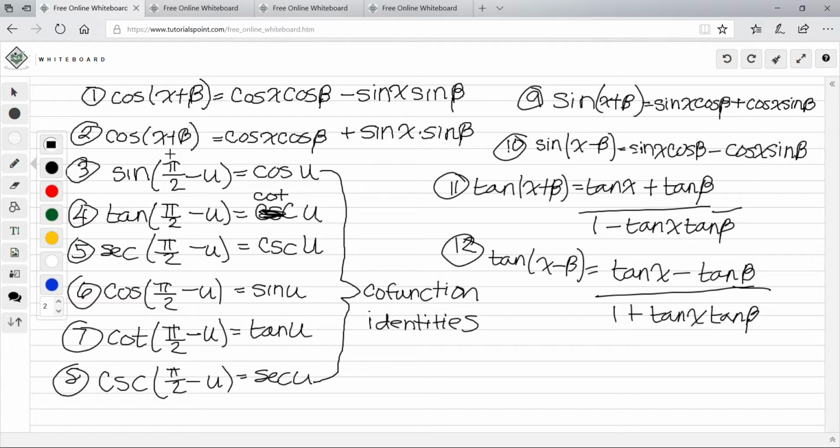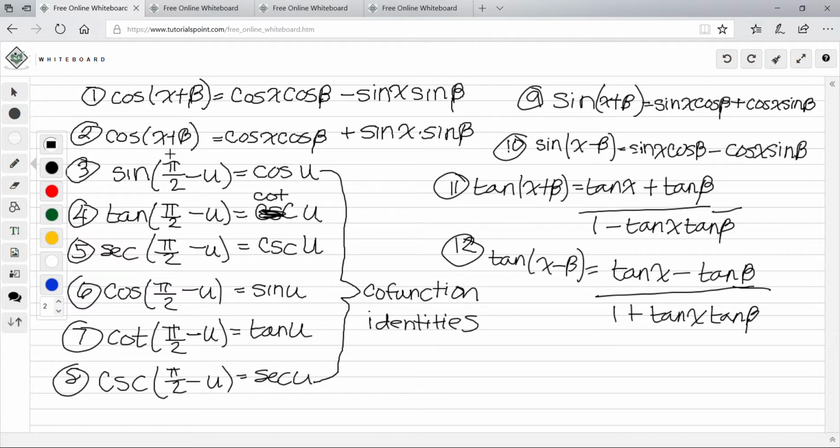And then number 11 is the tangent of sum, which is tangent of alpha plus beta equals tangent alpha plus tangent beta all over 1 minus tangent alpha times tangent beta. And then number 12 is the tangent of difference, which is tangent of alpha minus beta equals tangent alpha minus tangent beta all over 1 plus tangent alpha times tangent beta.